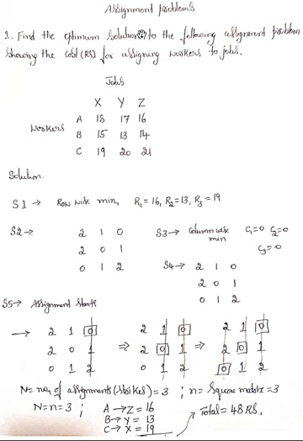Today we are discussing assignment problems. Before going to the problems, we will discuss the procedure for solving an assignment problem. In an assignment problem, we require a cost matrix. The problem statement here was: find the optimum solution to the following assignment problem showing the cost for assigning workers to jobs. This itself is called a cost matrix, and it has to be given in the problem.